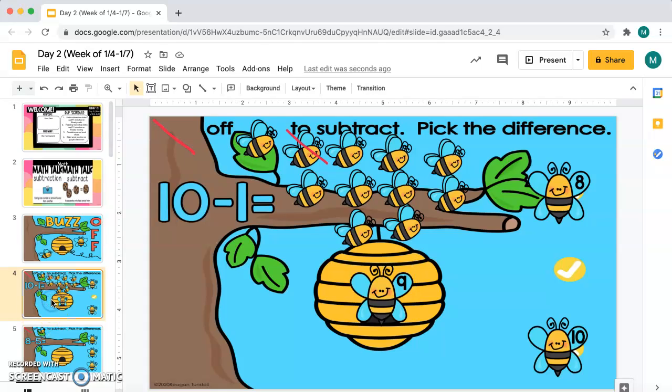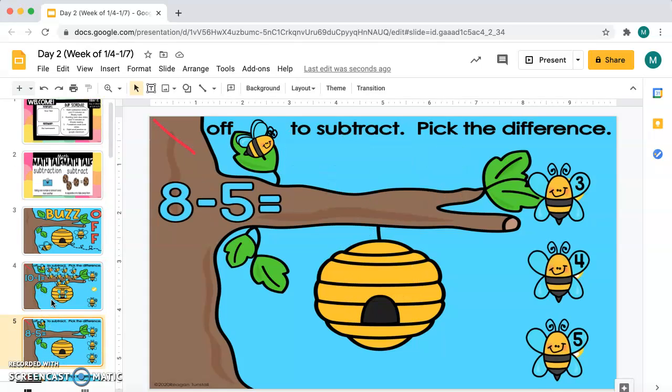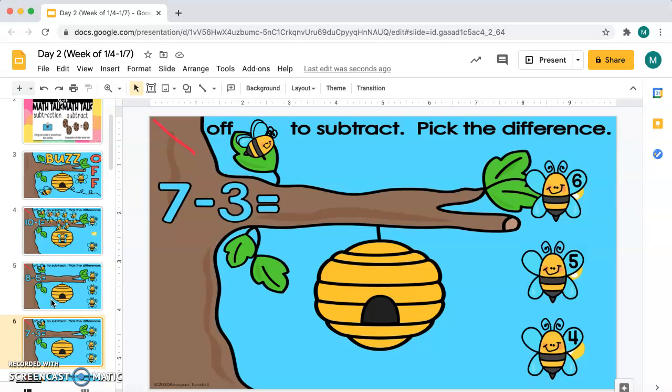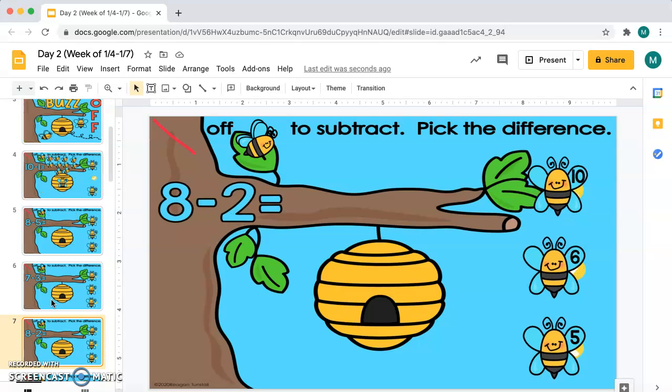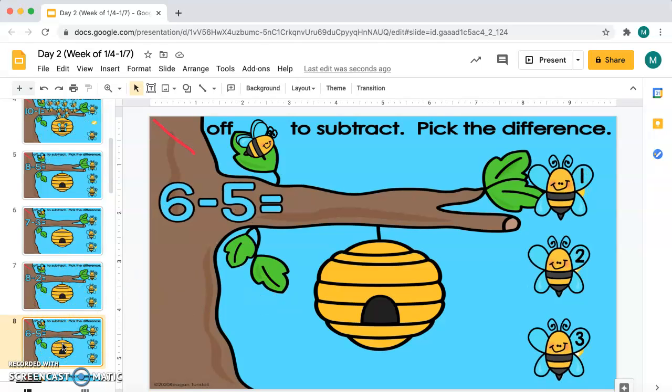You're going to do that same thing for all of yours, okay? Moving the bees over, taking your slash mark, okay? Just like this one, I move 8 bees over. Then I would move my slash mark on top of 2 of my bees and then count how many I have left. And then move my bee that is correct into the hive and it'll show you the check mark if it's correct.